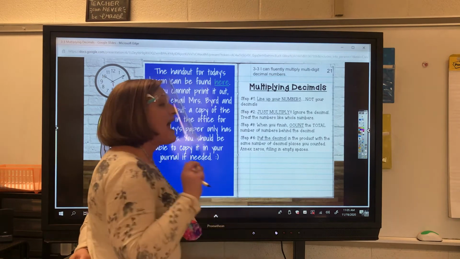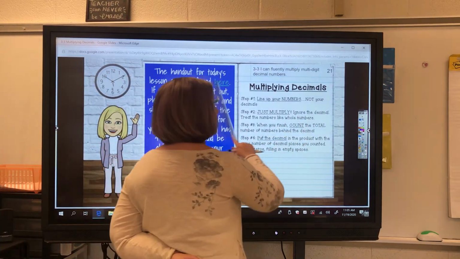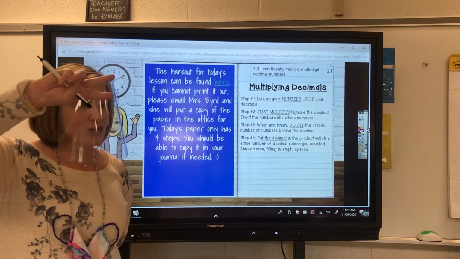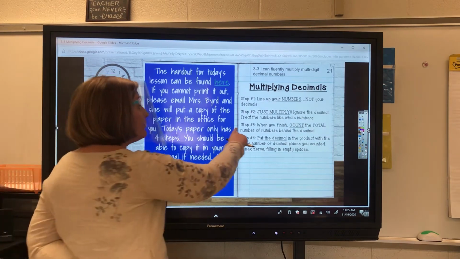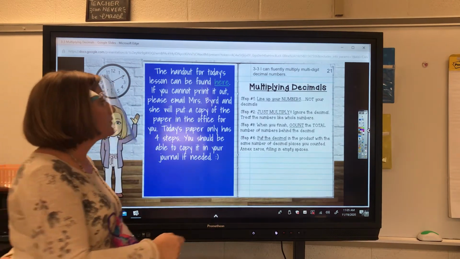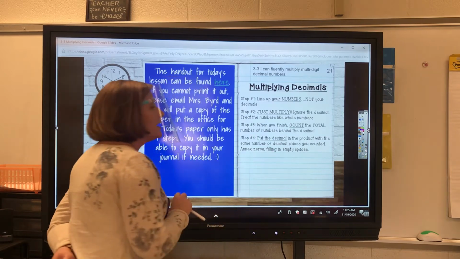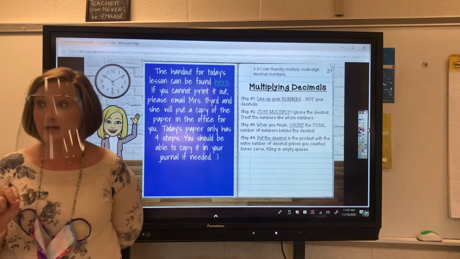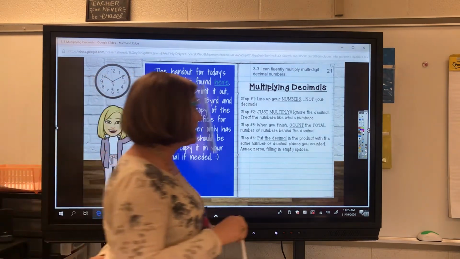Step 3, after you finish multiplying, you count the total number of numbers behind the decimal in your 2 numbers that you are multiplying, okay? Then put the decimal in the product. That means your answer with the same number of decimal places you counted. If you have any empty spaces, you must put a 0. And we'll have something like that that we'll have to do, okay?